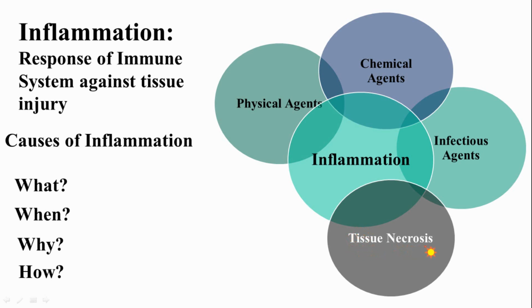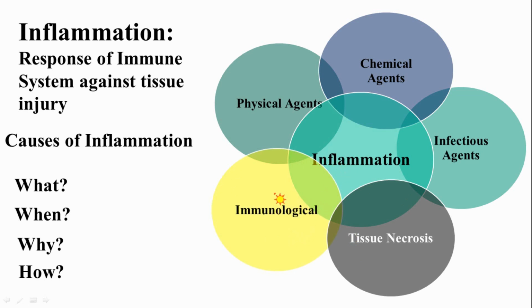The cells which are undergoing cell death release certain pharmacologically important compounds, and these compounds are pro-inflammatory compounds, or you can say inflammatory mediators, and then they can cause inflammation. So inflammation can be because of the tissue necrosis, or you can say because of the cell necrosis. Then immunological reactions can also cause inflammation.